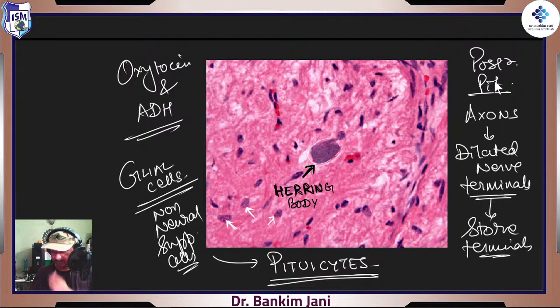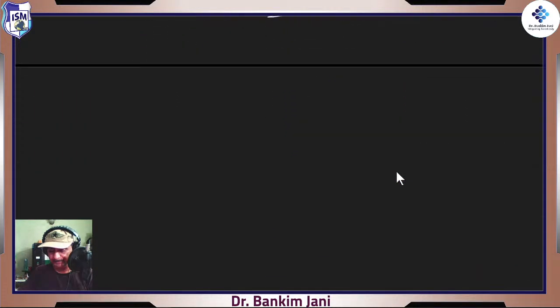And in herring bodies, they are the dilated nerve terminals where these hormones released by hypothalamus are stored, and then on command they are released into the system, right? So that's how it goes.